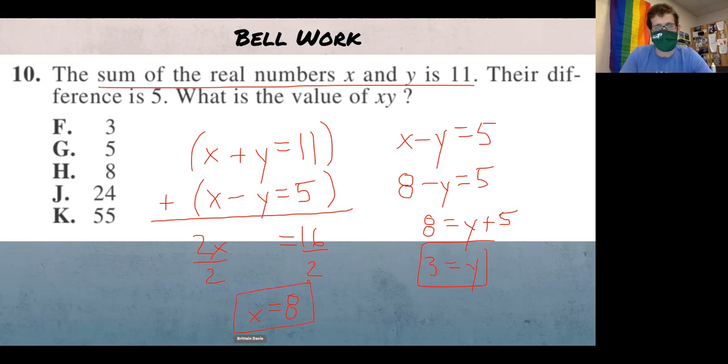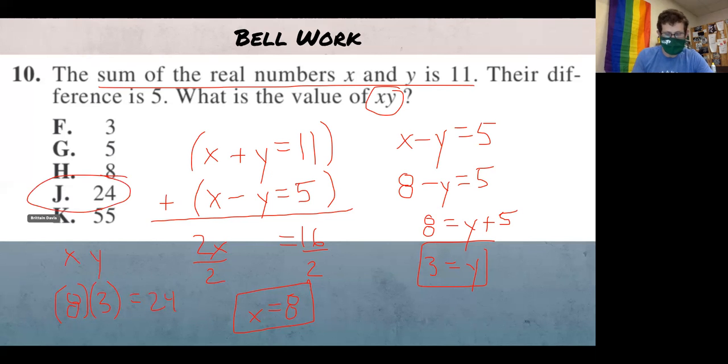I'm putting boxes around these, but these aren't my final answer. My final answer is going to be x times y. Now that I know what x and y are, I can double check: 8 plus 3 equals 11, it does. 8 minus 3 equals 5, it does. So we're good. Now I can do 8 times 3, because that's x times y, and that'll give me my answer of 24. The answer is J.